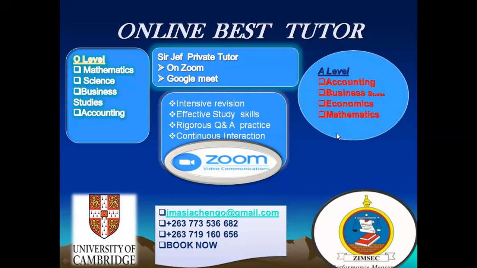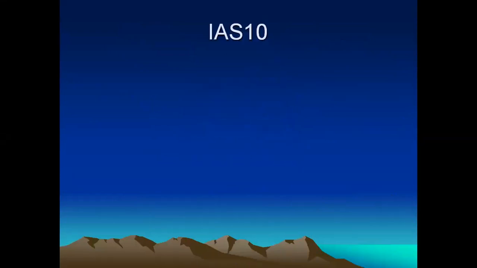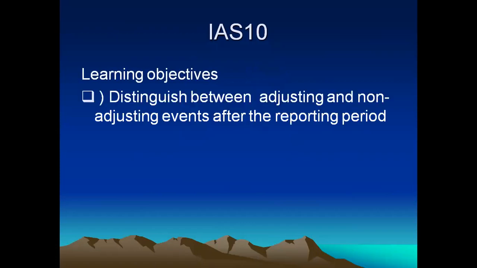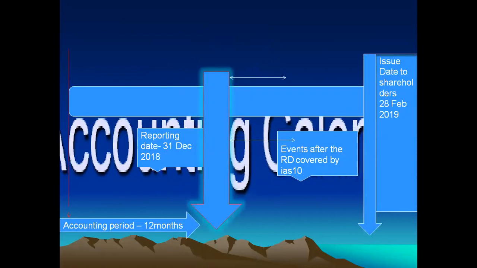So let's kickstart today's business. We want to cover International Accounting Standard number 10. What are our learning objectives today? We want to distinguish between adjusting events and non-adjusting events after the reporting date. Then we want to state and explain items requiring separate disclosure, including the accounting treatment and disclosure requirements. That's what we are expected to know.